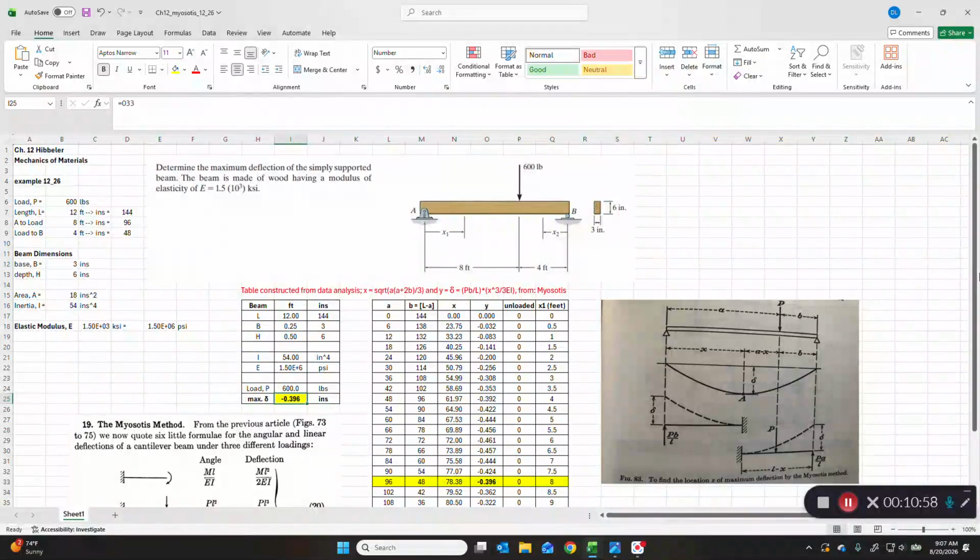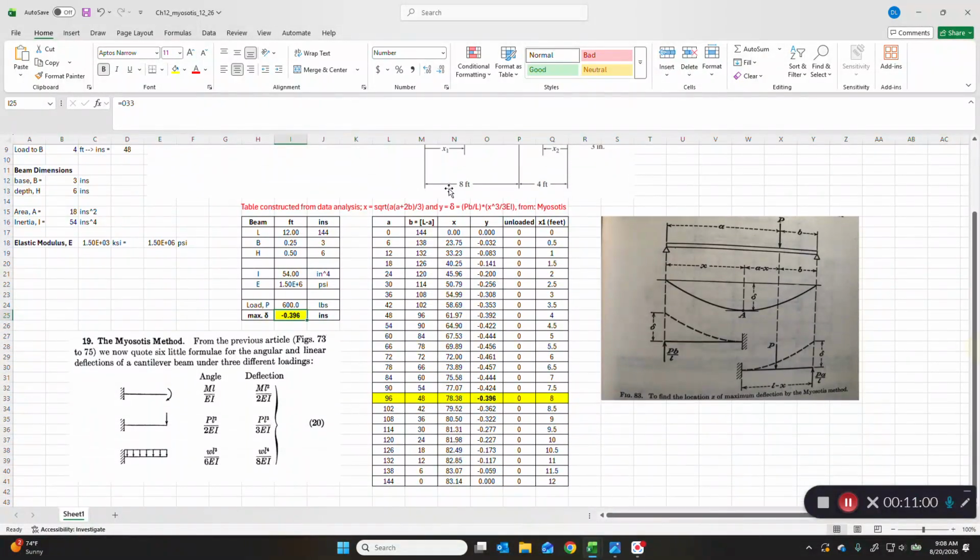So we set up from Maxwell, based on these equations in red, right? X, as you see here in the diagram, is the square root of A times A plus 2B over 3. And y, which equals the lambda here that we want, is minus PbL times x cubed over 3EI. And that comes from the second Maxwell equation here on the right next to this equation 20.